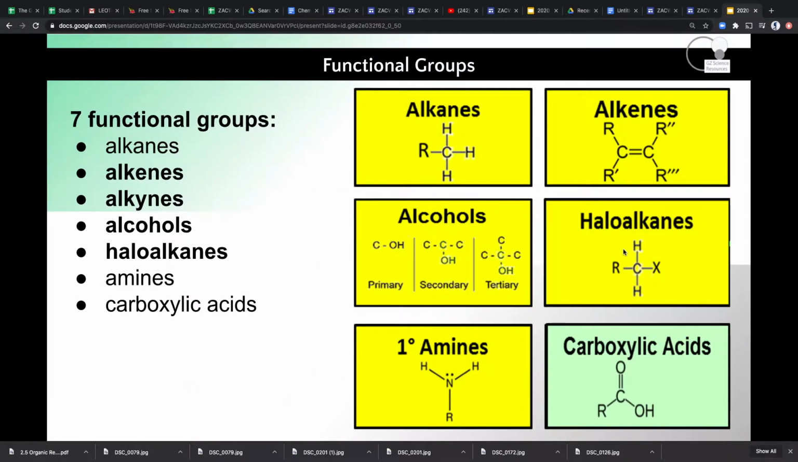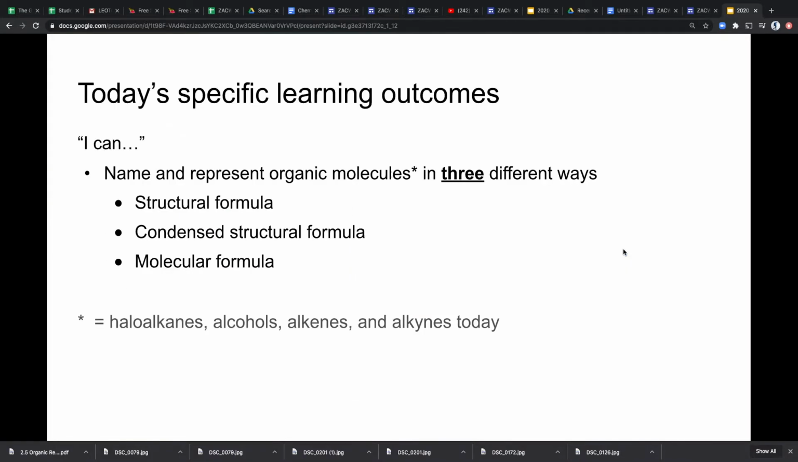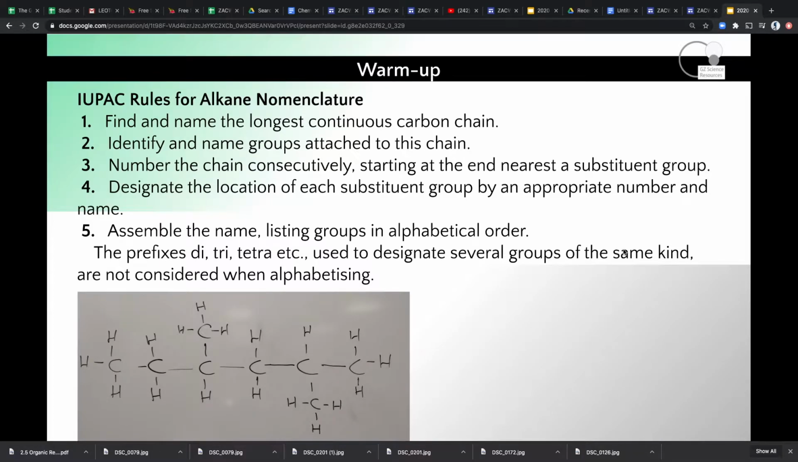Now there's 7 functional groups we need to know how to name. We looked at alkanes, and the ones in bold are the ones we're going to learn how to name today. So now that we know the rules for alkanes, we can apply them and name the others quite quickly. So today's focus is alkenes, alkynes, alcohols, and haloalkanes. Cool. So we should be able to represent these 4 functional groups we're going to learn today in a variety of different ways. And I've given you a warm-up problem to solve right there.